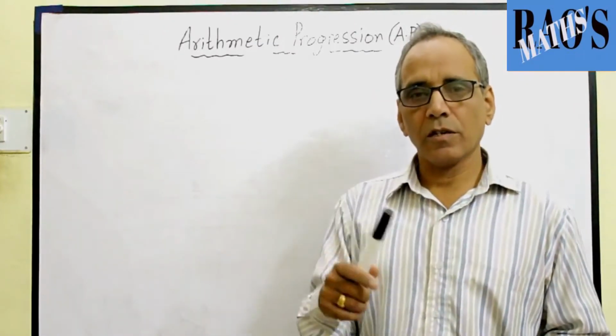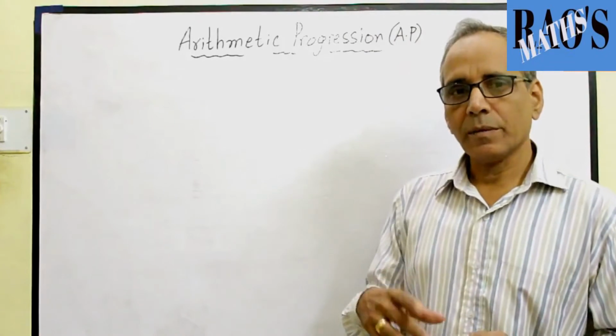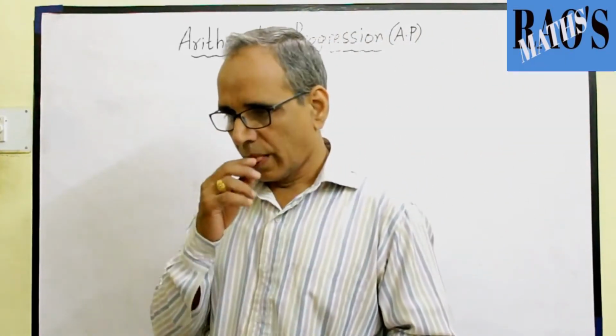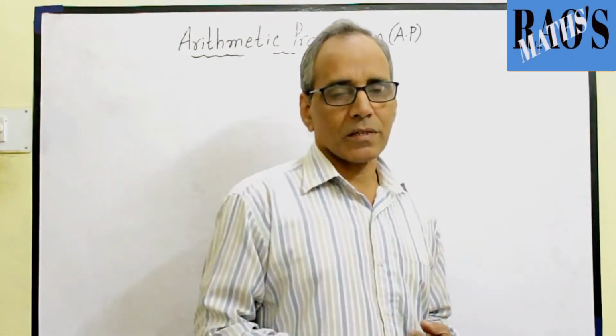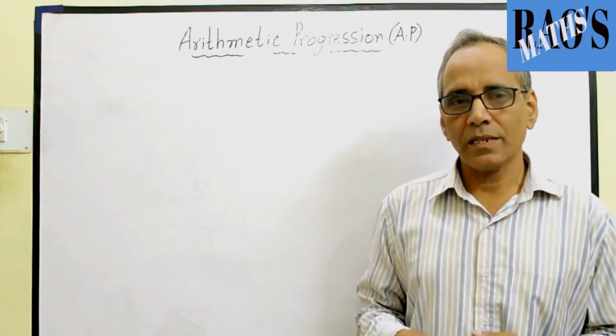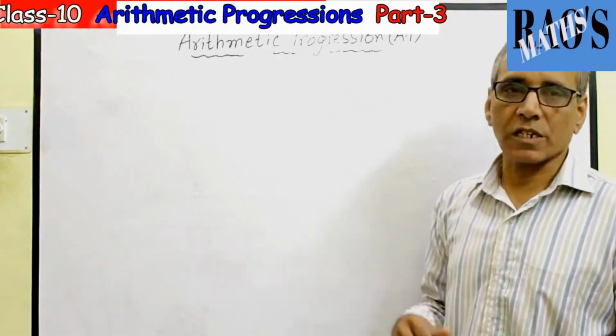We study a peculiar sequence, that is arithmetic progressions. In this arithmetic progression, of course, it is also a series of numbers, but here the numbers increase or decrease in a systematic way. That means the difference between any two consecutive numbers in the series is the same. If so, we call the series an arithmetic progression.